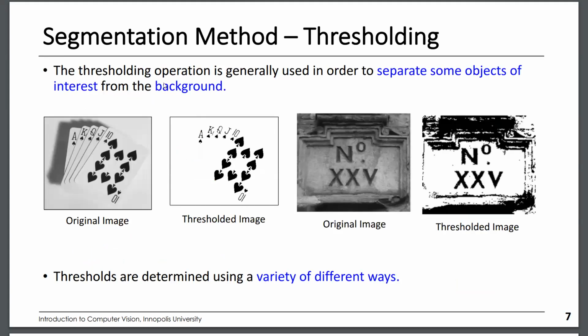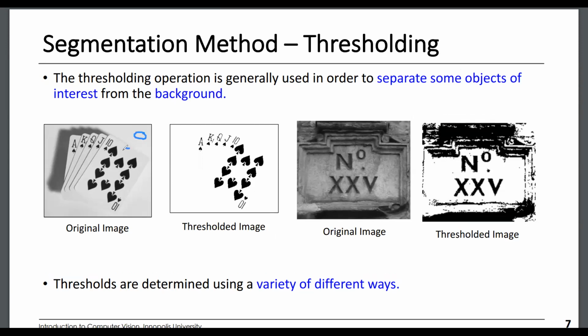For the segmentation methods, we're going to speak about thresholding. Thresholding is generally an operation used to separate some objects of interest from the background. The object of interest is usually called the foreground, and the background is called the background. In this case, for example, we have a set of cards and we're trying to separate these cards from the background. You see that the main problem is the color of these pixels is very similar to these pixels. So if you wanted a model that will separate like this, you are kind of out of luck.